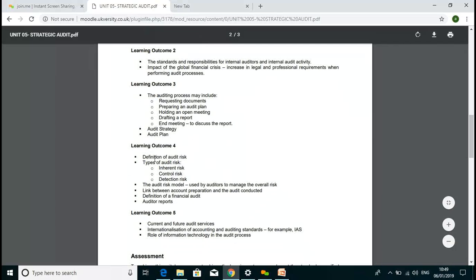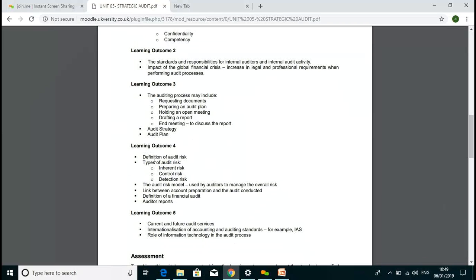Learning outcome 4 will be about audit risk. What is meant by the types of risk in audit: inherent risk, control risk, detection risk, and how we deal with these, and also financial audit. What is meant by it and how we can do a financial audit. So that is all we wish to achieve during this lesson.